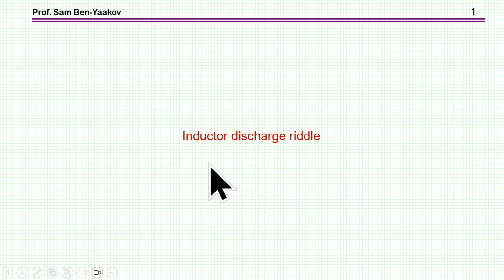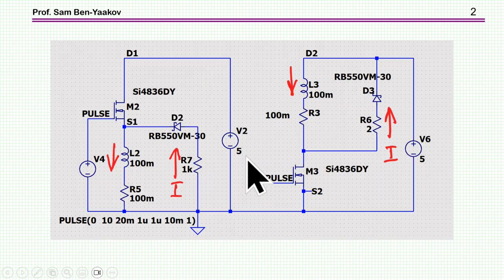Hi, I'm Ben-Yaakov. This is a riddle about inductor discharge. I'm showing here a situation which looks like a paradox, and the riddle is to explain what is really going on. So here is the setup. We have here two different ways of driving an inductor. This could be a solenoid, a relay, or contactor, which has a 100 millihenry inductance and then some DC resistance.